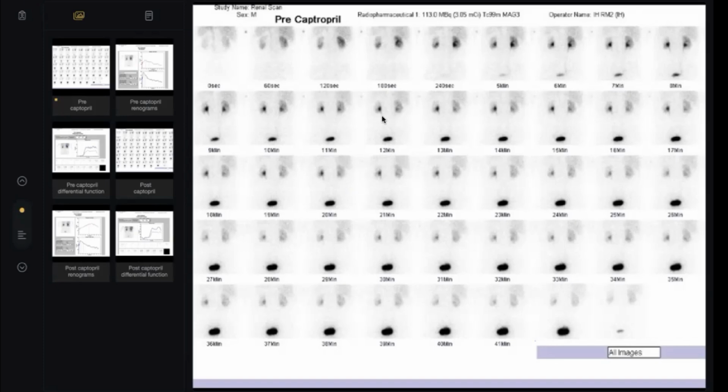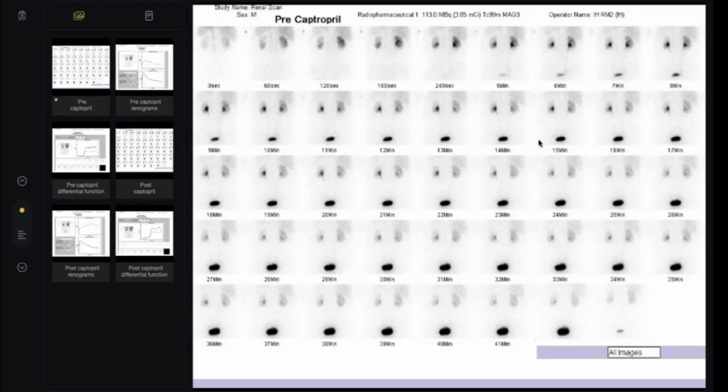Doctor, why is this not DMSA? Because it's dynamic, multiple images. Excellent. So my colleague, I see time 0 seconds, 16 seconds, 10 minutes, 40 minutes. So this is dynamic. DMSA is not used.